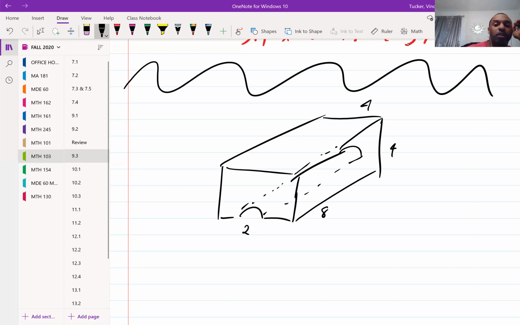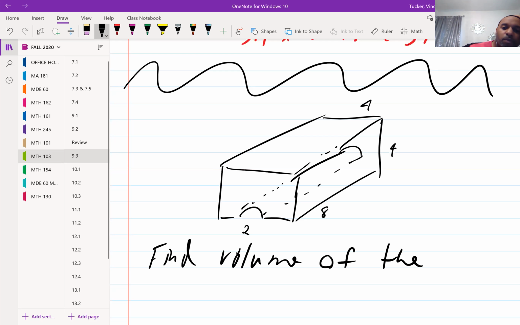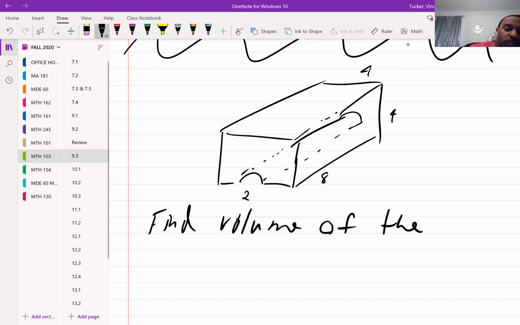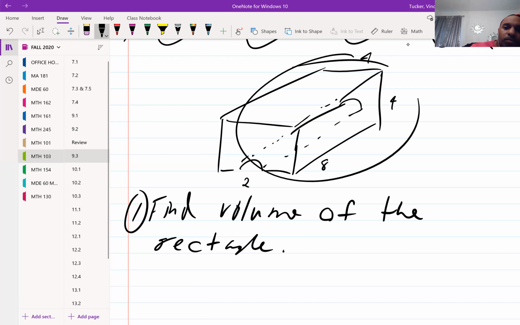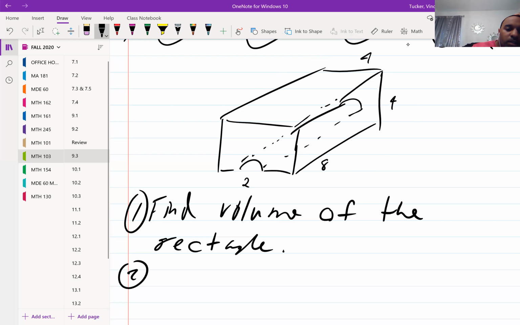Okay, so what we need to do here is find the volume of the, it's not a cube, I'll just say a rectangle for lack of a better word. And notice also in here, this missing piece is actually half of a cylinder, all right? So one, we're going to find the volume of the whole rectangle. Then we're going to find the volume of the missing cylinder.